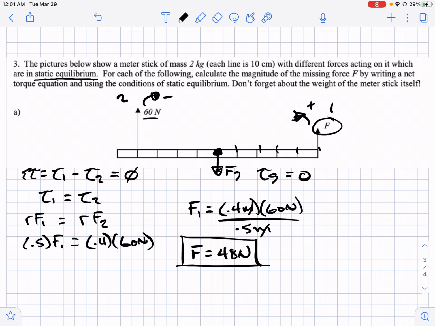So you should be seeing some similarities to our forces unit. In our forces unit, we made net force equations. We made free body diagrams, and then we could solve for some kind of unknown force. The same thing applies here. We make net torque equations, and then we can solve for an unknown force.